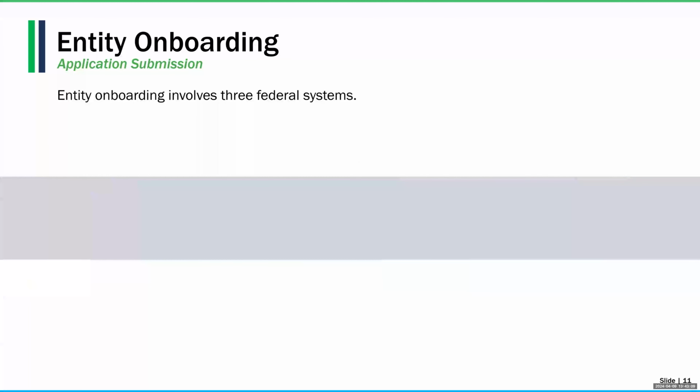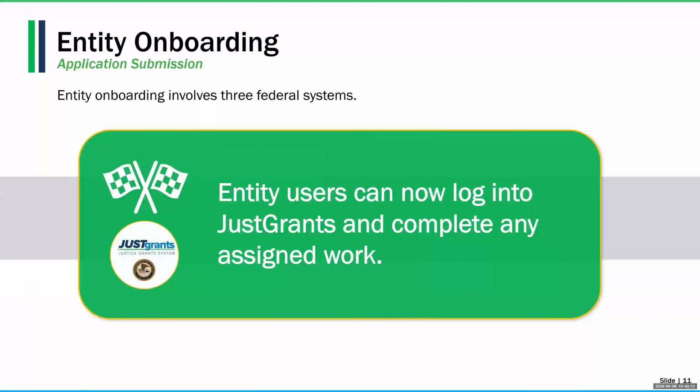Okay. Now, once an entity user completes the Diamond registration process, that person can log into Just Grants and complete any assigned work that they have. All right, so that's an overall high level review of going from SAM.gov, ending up in Just Grants.